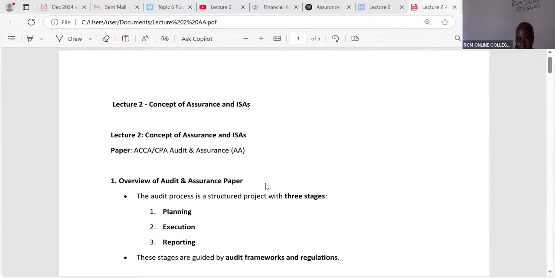Because if I go to the hotel and the hotel people are not cooperative, they're not able to give me information, then I will be able to come and say that I was not able to form an opinion. So I disclaim. It's called a disclaimer. I'll be able to look at that.